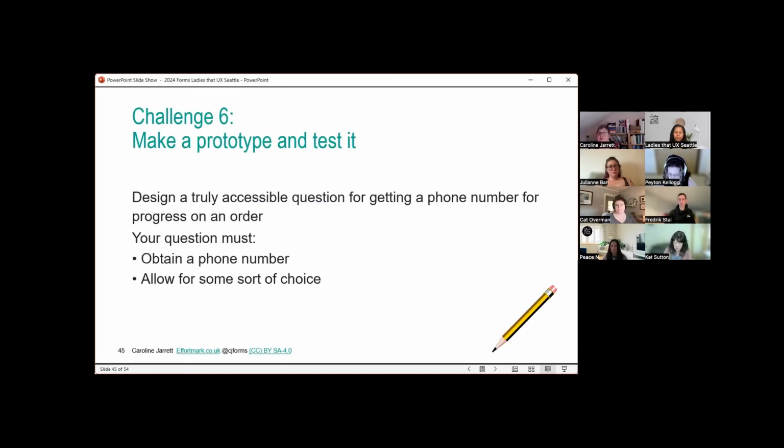some content design due diligence around writing the words and understanding the service, so that we actually really did create that accessible question. And so, for getting a phone number for progress on an order, we need to obtain a phone number, but also allow for some sort of choice about whether or not you give that phone number. That would be my challenge.